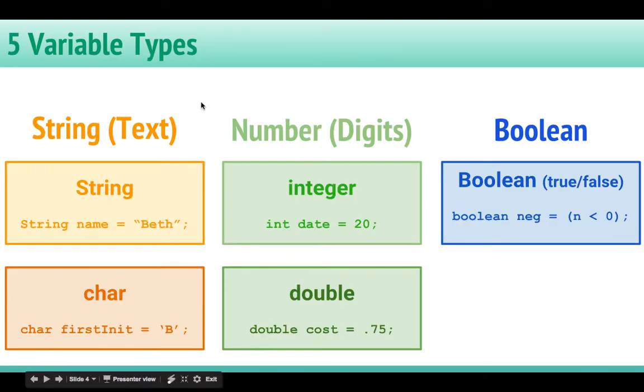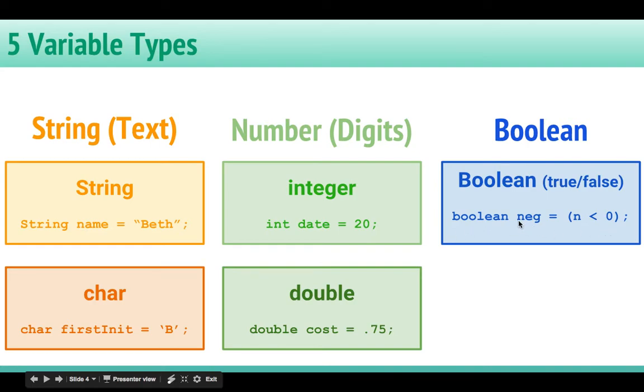To review the 5 variable types we know, these 2 have to do with some type of text. So we have strings and we have characters. These 2 have to do with digits. So we have integers, which are whole numbers, and doubles, which have a floating point or decimal point in them. And booleans can either be true or false. And don't forget, with booleans, it assumes true.